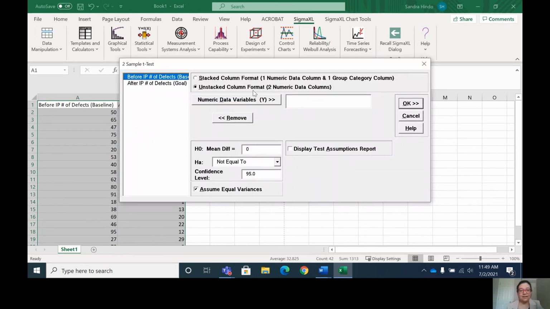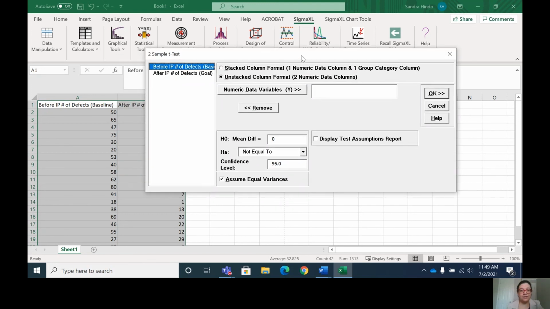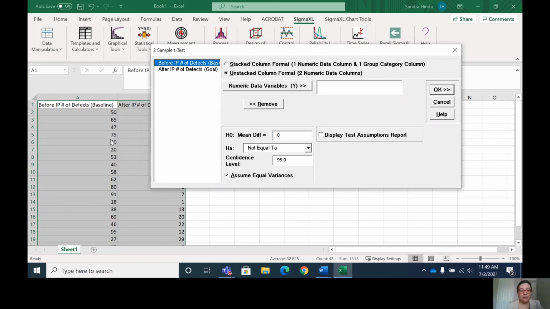These are unstacked columns because we have two numeric data columns. Numeric data column number 1, numeric data column number 2. So make sure it says unstacked. And we're going to put both of these in this box. Before IP number of defects, baseline, and after the improvement plan, number of defects, the goal.